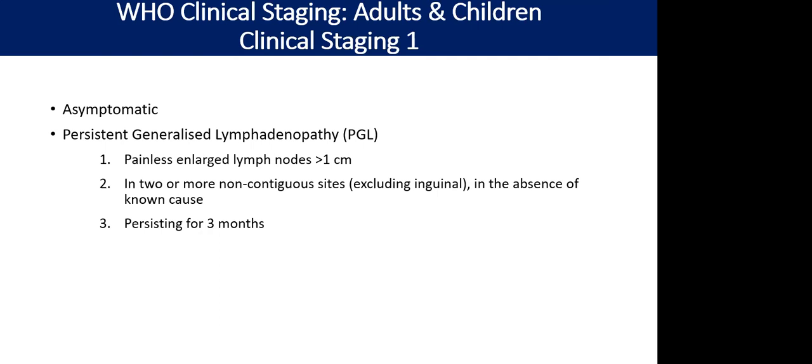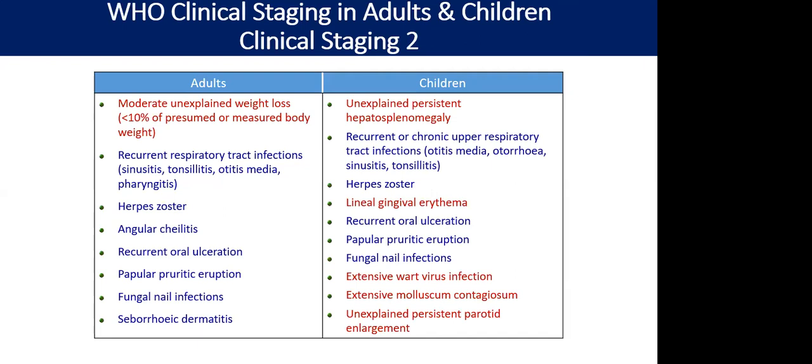Stage 2 in adults and children are almost similar with a little difference in children. Unexplained, unintentional weight loss of less than 10% of presumed or measured body weight. Recurrent RTI, particularly upper respiratory tract infections like sinusitis, tonsillitis, otitis media, pharyngitis, etc. Herpes zoster, angular cheilitis, recurrent oral ulceration, pruritic papular eruptions, fungal infection, seborrheic dermatitis. These are all in stage 2 in adults and children.